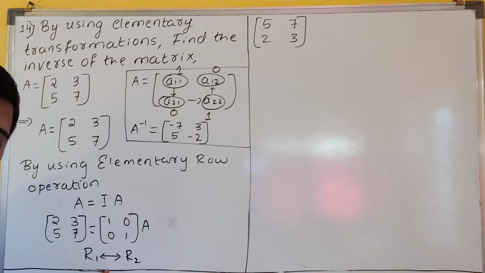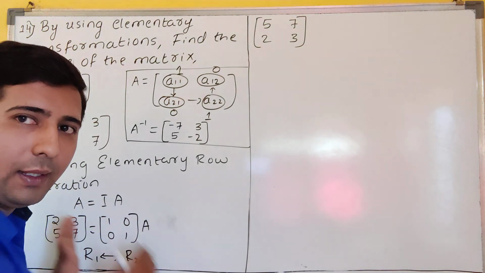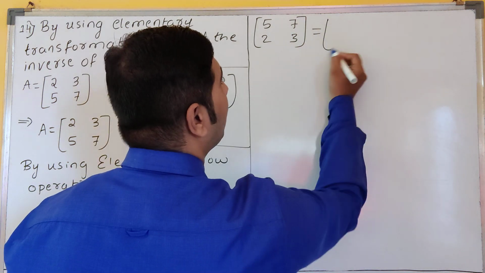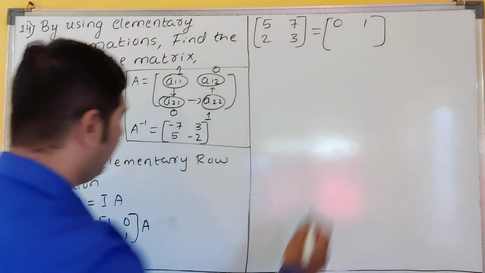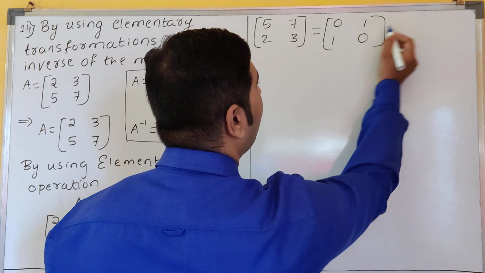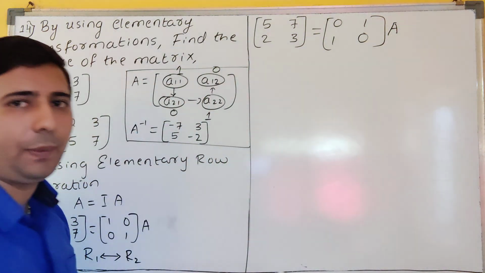So same, this operation is applied for both. I am saying this side also, this side. So interchange them. So 0 1 will come up, and 1 0 will come down into A, dear students. I hope it is clear.